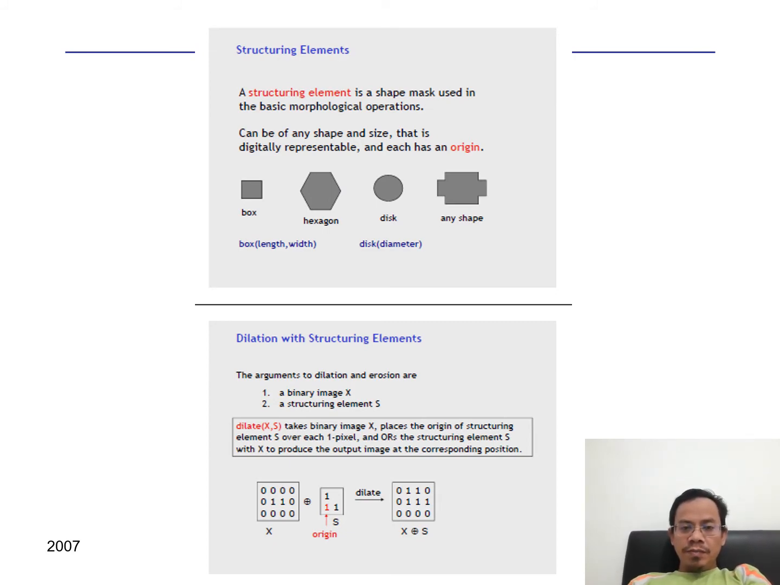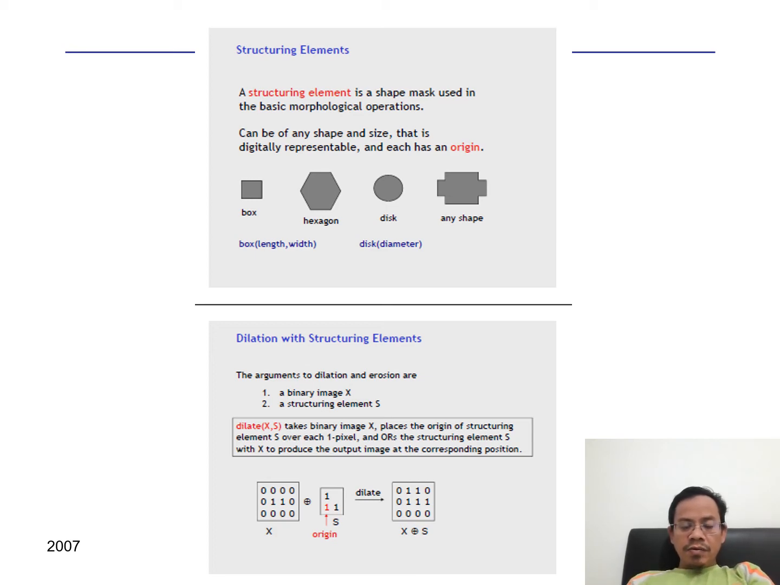Okay, this is the repeat back again. What is the structuring element from the previous slide? A structuring element is a shape mask used in the basic morphological operation. It can be any shape and size. So the same slide as the previous slide. So this is the dilation with structuring element. This is the example. Another example, I mean the detailed example by the pixel value.